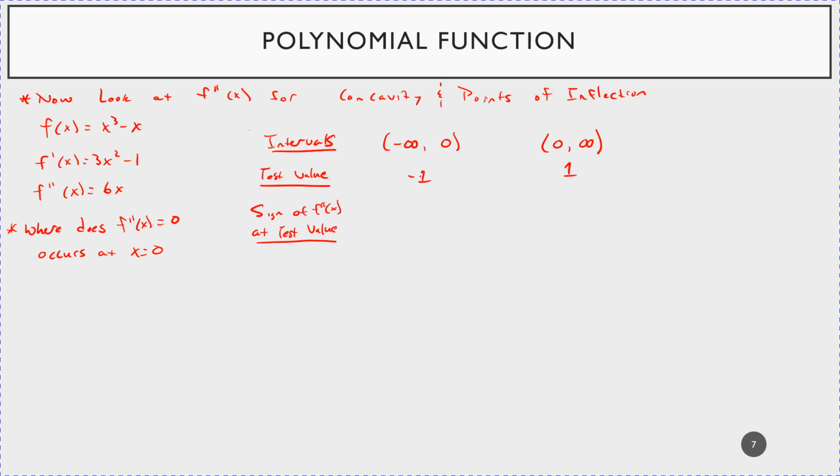Well, this is really easy, right? If you plug a negative, negative 1, in here, you get a negative. If you plug a positive in here, you get a positive. So what we see here is, because the sign of the second derivative is negative in this interval, we're concave downward on this interval, negative infinity to 0. And we're concave upward on this interval, 0 to infinity.